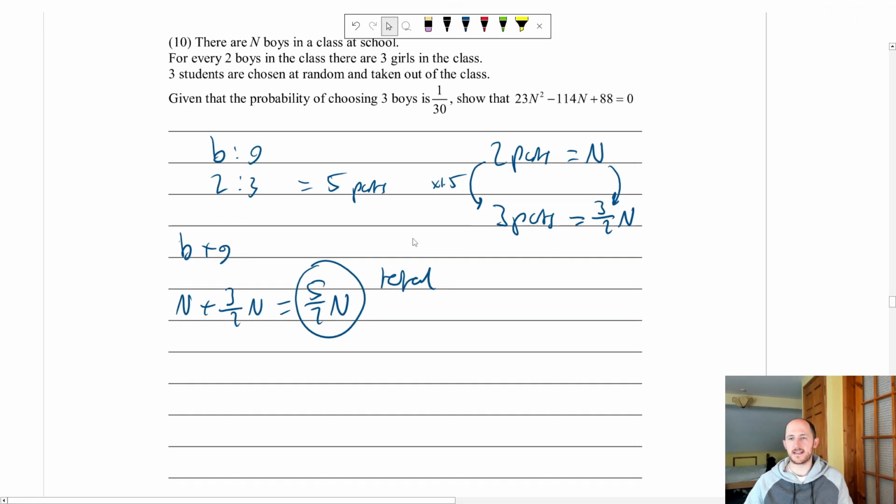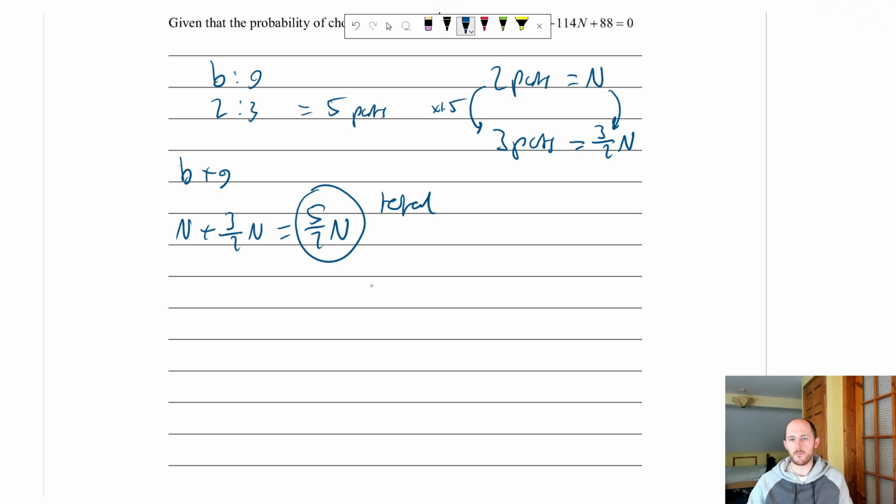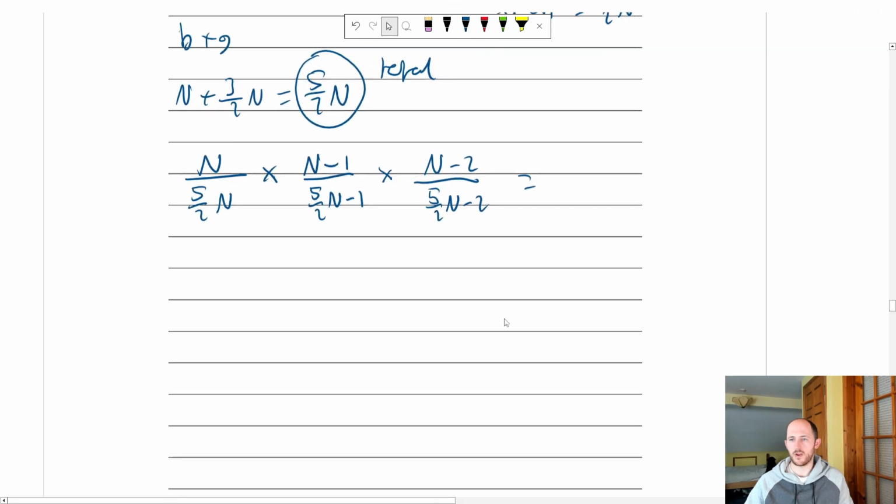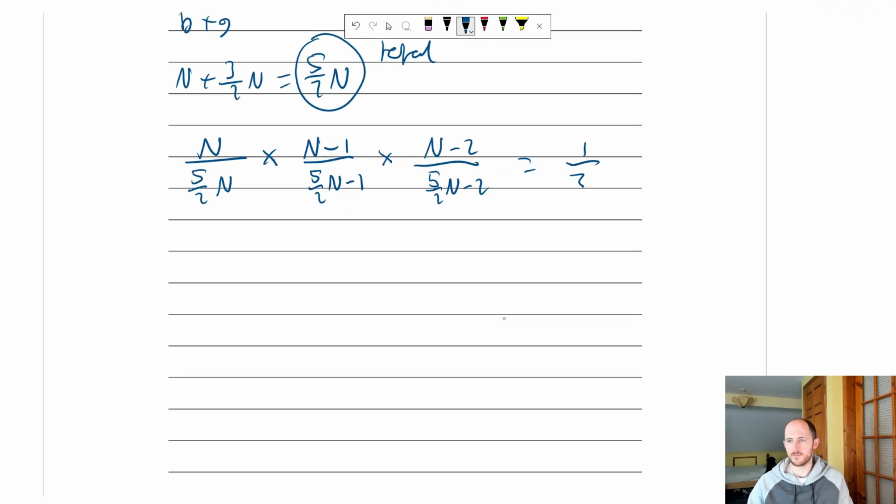So the probability of getting 3 boys. To get 1 boy, you would need n over 5 over 2n. Then we're going to times it by, where we take 1 away from the top and 1 away from the bottom, n minus 1 over 5 over 2n minus 1, times n minus 2 over 5 over 2n minus 2. And that should give me an answer of 1 over 30.